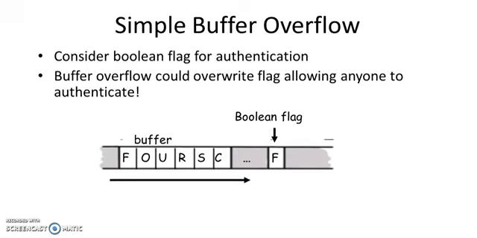Let's see an example of a simple buffer overflow attack. We know that authentication is binary. So there is a Boolean flag which is used to indicate whether the user is authenticated or not. Let's say there is a Boolean flag in the system memory. If the attacker is able to overwrite this Boolean flag with the help of buffer overflow, and he overwrites it with, let's say, true, then the authentication can be bypassed.